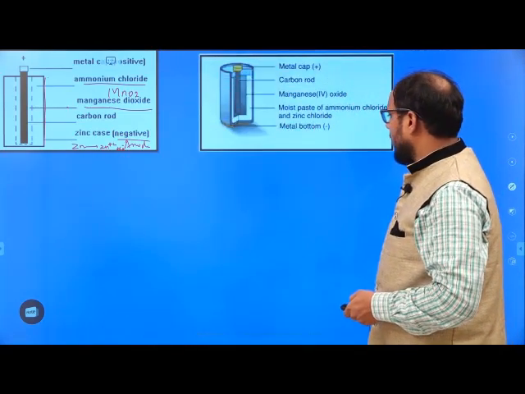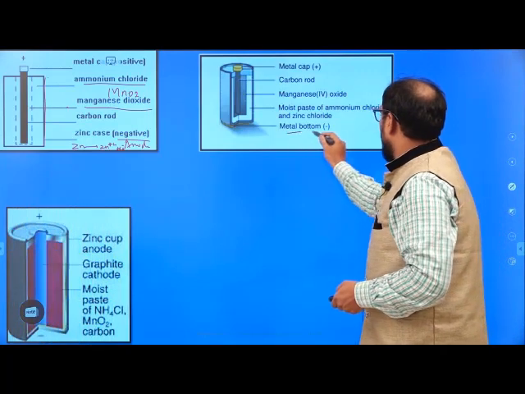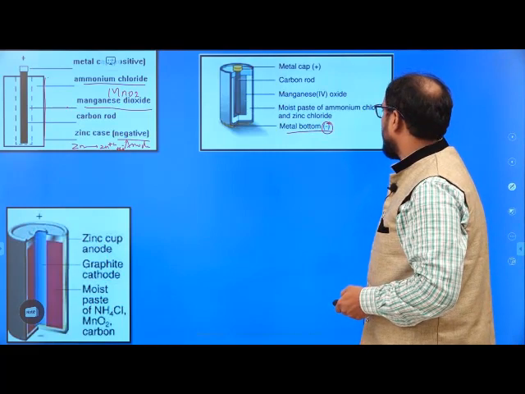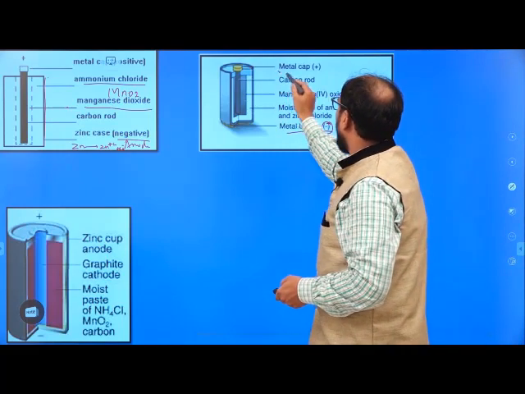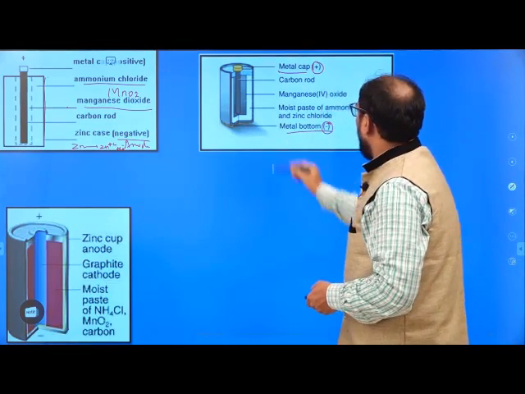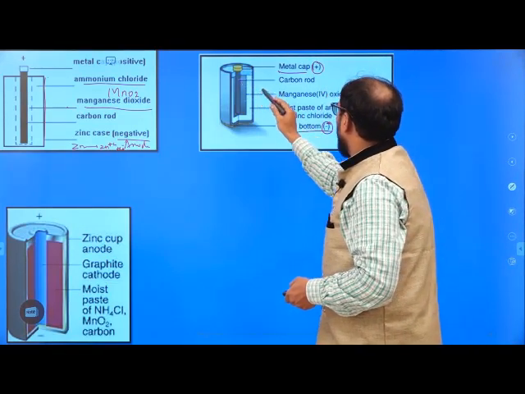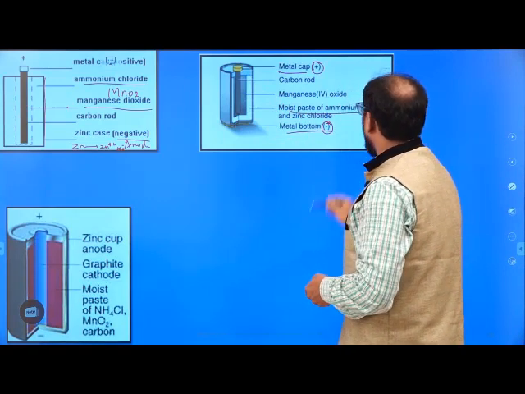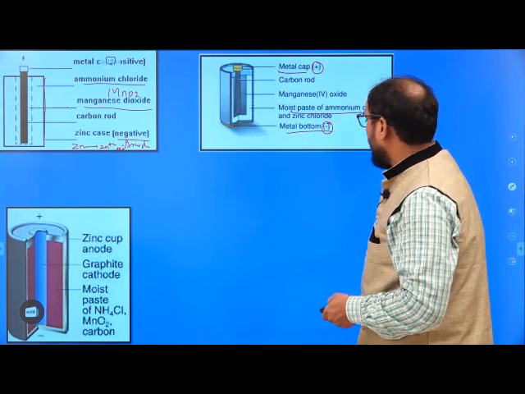So, you can see that the metal bottom is the anode, which is negatively charged, and we have the metal cap which is positively charged, that is the cathode, and this carbon rod is surrounded by manganese dioxide and a moist paste of ammonium chloride and zinc chloride.